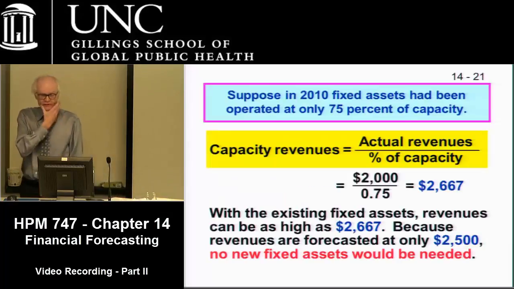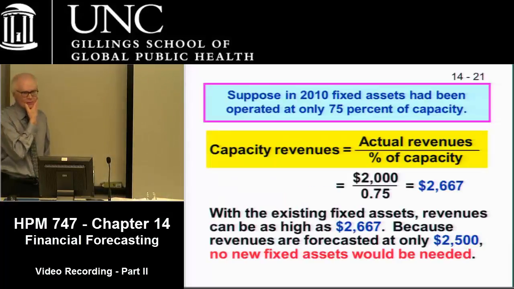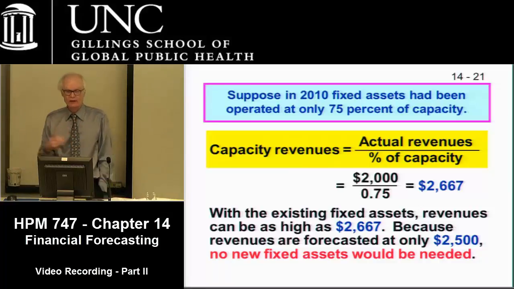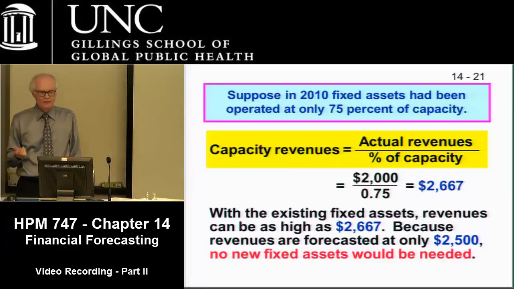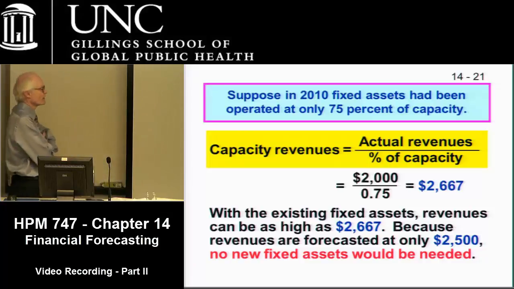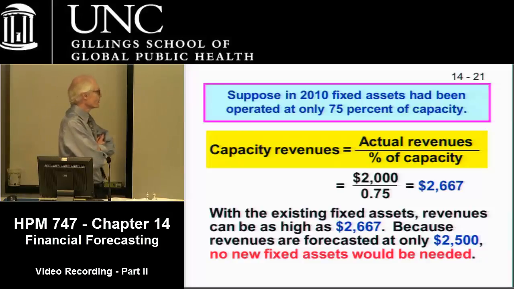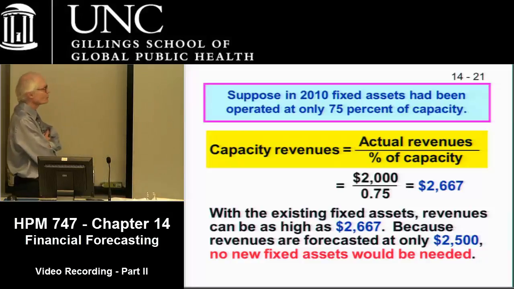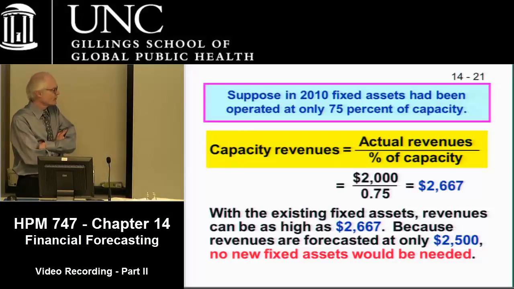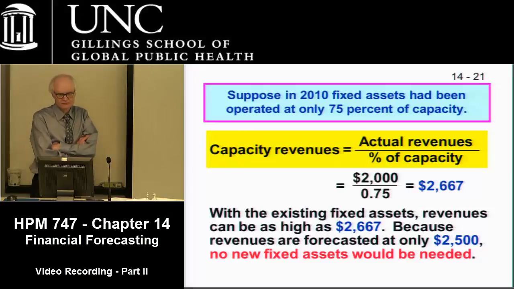We assumed in this example that capacity is 100%. If, in fact, the organization was only at 75%, what this analysis tells you is the capacity revenues. Capacity revenues is taking your actual revenues divided by the percent of capacity. So our actual revenues are $2 million in 2010, and we know we're at 75% capacity. So what is that? 2,667.